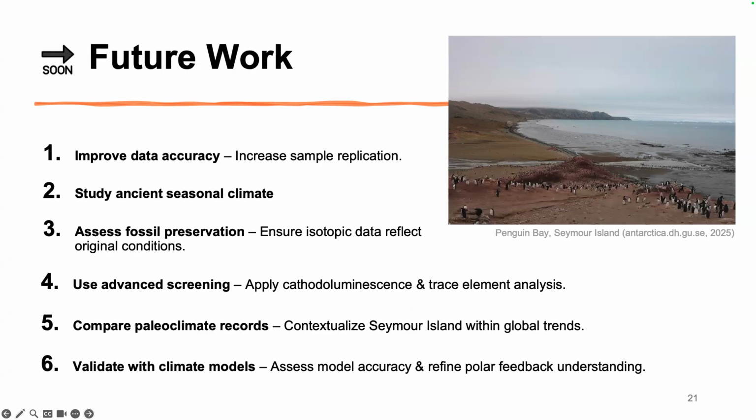Comparisons with high latitude and mid-latitude paleoclimate records will help to contextualize Seymour Island's climate history within global climate trends. This approach will contribute to a broader understanding of polar amplification and its role in past greenhouse climates. A crucial next step is to compare our reconstructed paleotemperatures with climate model simulations to evaluate how well current models replicate past greenhouse climates.